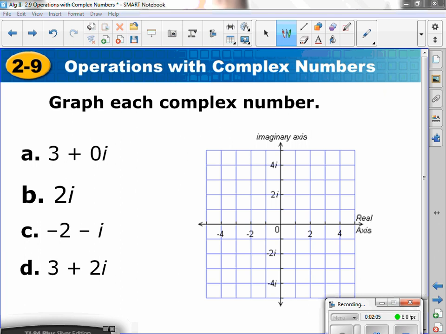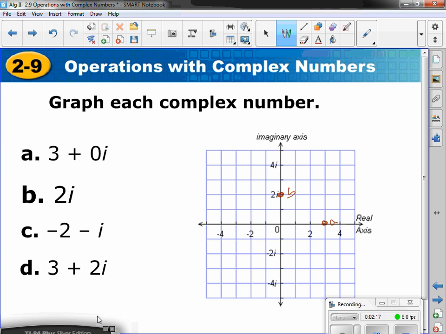How about the first one? Go to the right 3. How about the second one? Go up 2. How about the next one? Left 2, down 1. And the last one. Right 3, up 2. That's your last point.